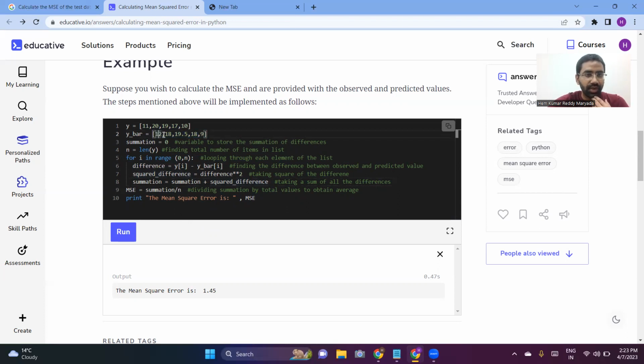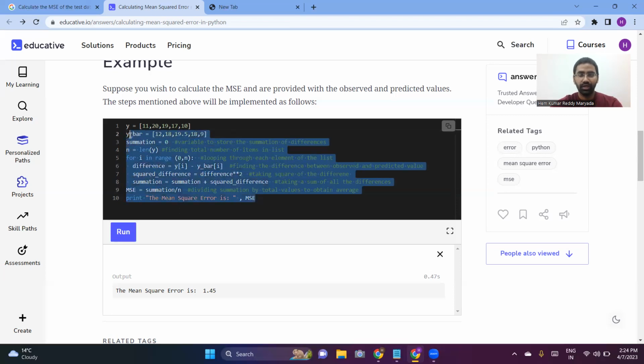So this looks like minus 1. Next, I'm doing the difference here, 2, 0.5, minus 1, 1. We'll square them later on and do the average. That is the MSE. That is what we are doing in our code.